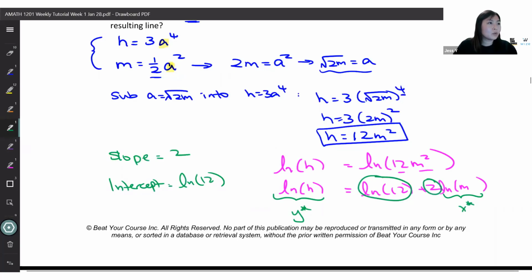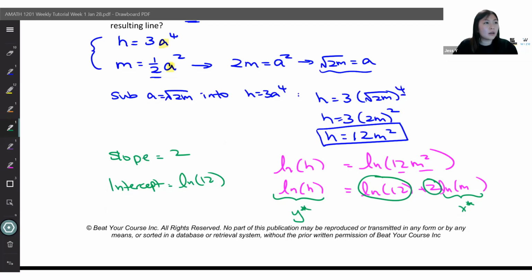Someone's asking, can we ln both functions first and then isolate for the ln a? Yep, you could. There's different ways to solve this. I just find, from my experience working with students, this is the most intuitive way that students usually find it. They understand it more, but feel free to do it another way, as long as you get the same answers, you're good to go.